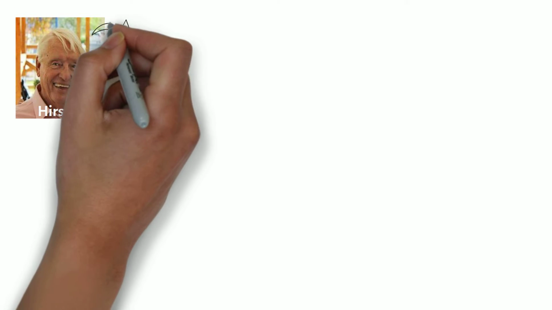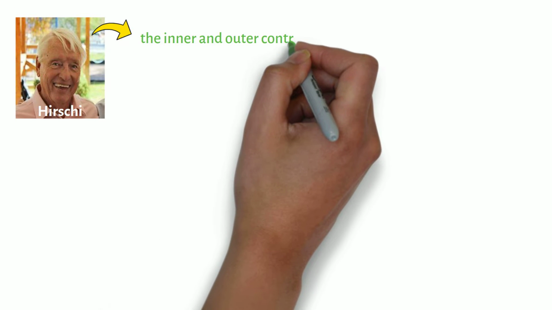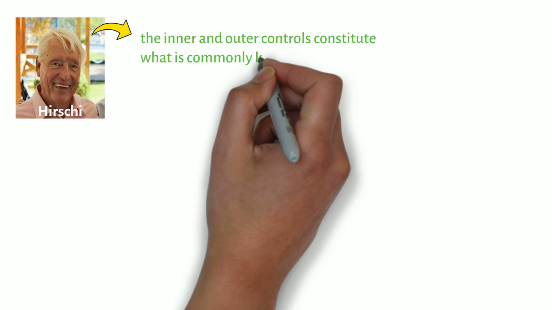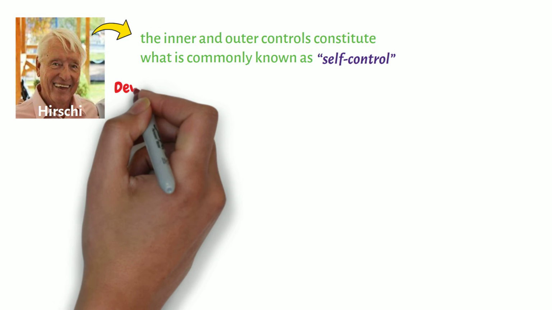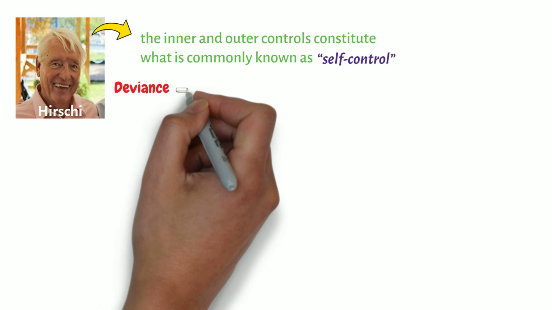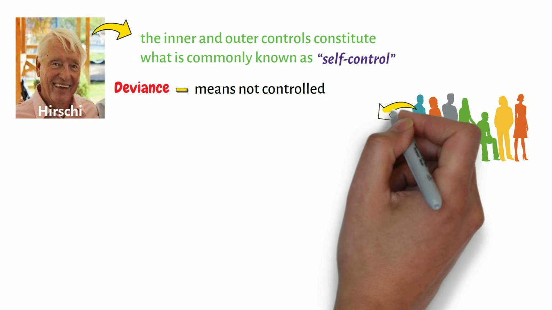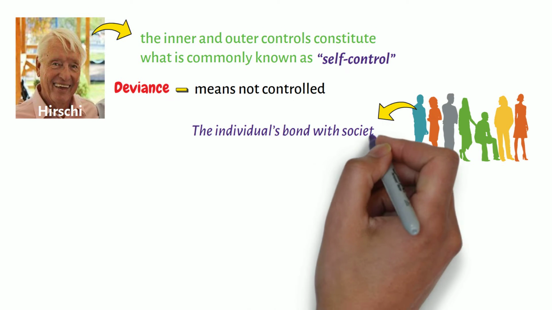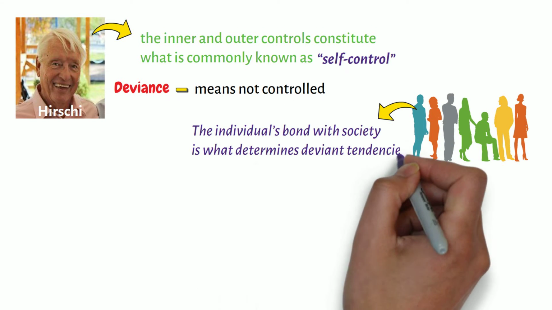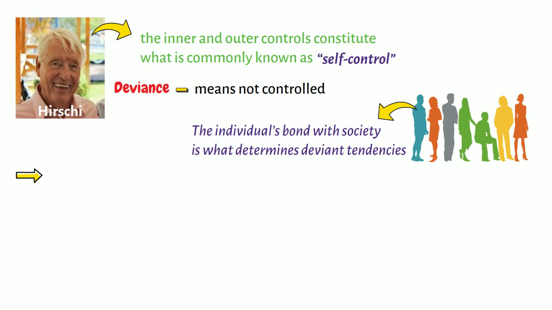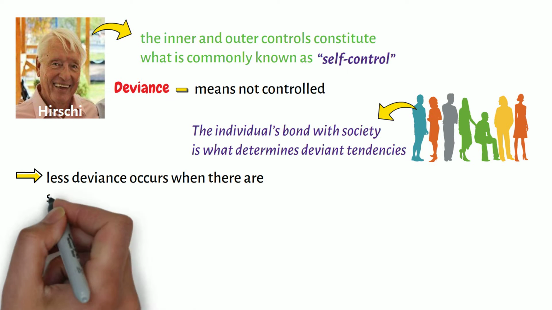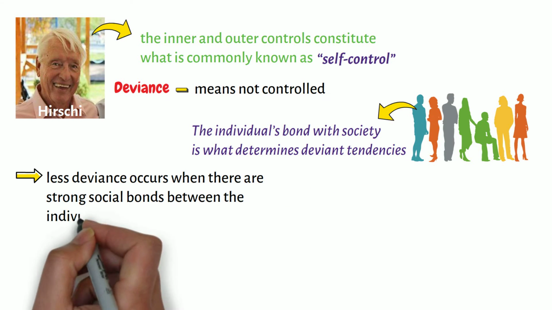Hirschi says that the inner and outer controls constitute what is commonly known as self-control. Deviance, in its simplest form, means not controlled. The individual's bond with society is what determines deviant tendencies. Thus, less deviance occurs when there are strong social bonds between the individual and society.